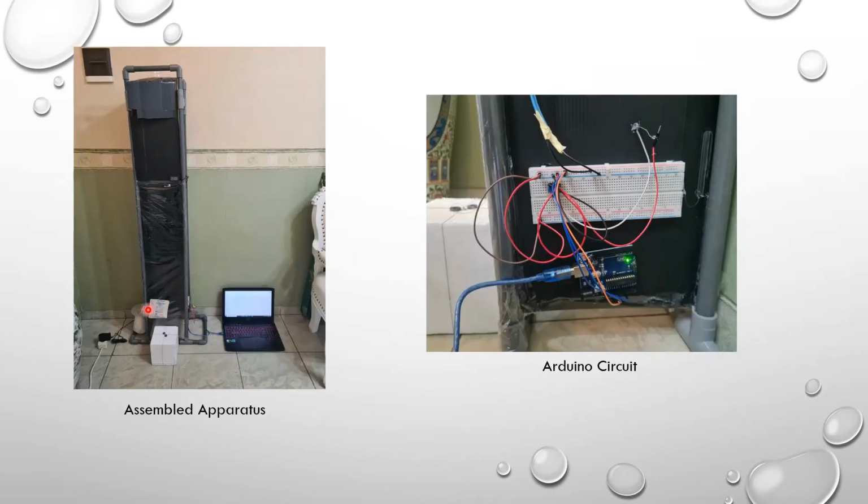In this slide we can see the picture of the assembled apparatus. This is the falling object, which is a styrofoam cube with magnets on top. And on the right we can see the Arduino circuit. Here we can see the LDR, which connects to a trim-pot and then is also connected to the Arduino.